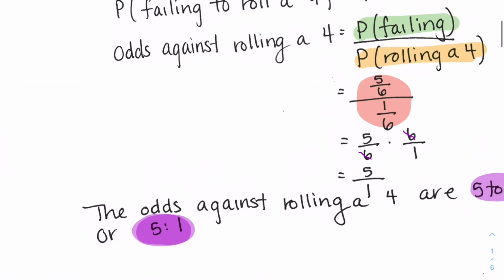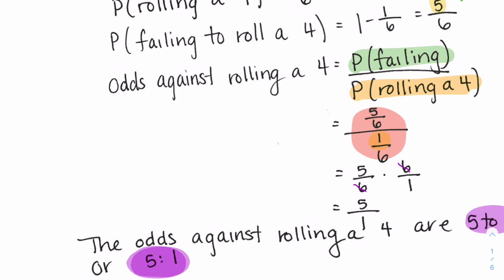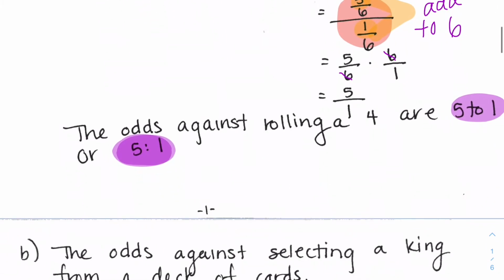Same thing if we go back up here. You had a 5 and you had a 1. These two together add to the 6, which is the denominator. That's going to happen every single time because these two events are going to take up the entire space. You're going to get a king or you don't get a king. You're going to roll a 4 or you're not going to roll a 4. So it's got to take every single possibility into account. Okay?